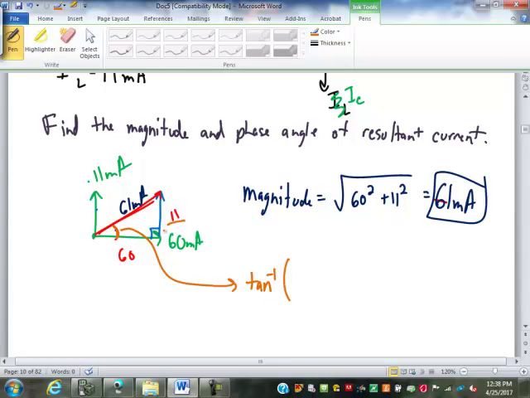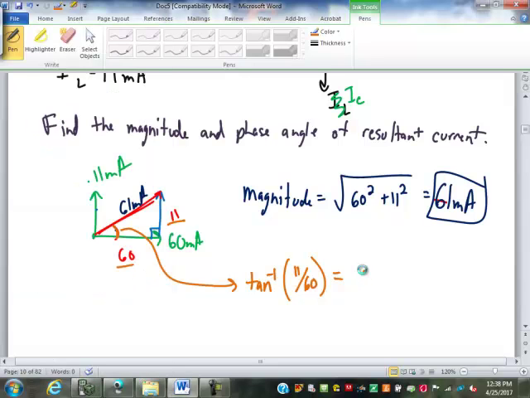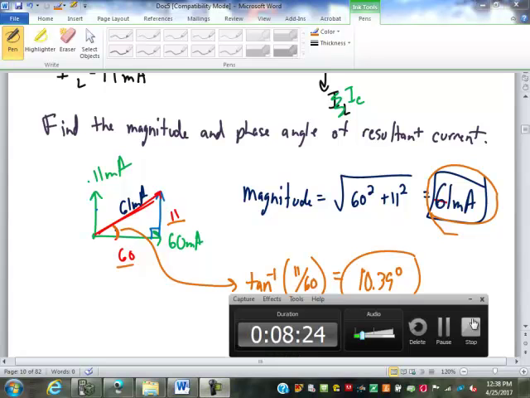We have the opposite side and the adjacent side, right? So we're dealing with a tangent. So it's an inverse tangent of opposite over adjacent, 11 over 60. Does that make any sense? I had it right one of the times I did it. So 10.39 degrees. So yeah, IT would be 61 milliamps and theta would be 61.93. Obviously your numbers are different. So I'm going to pause it here for just a second, let you guys do that properly.